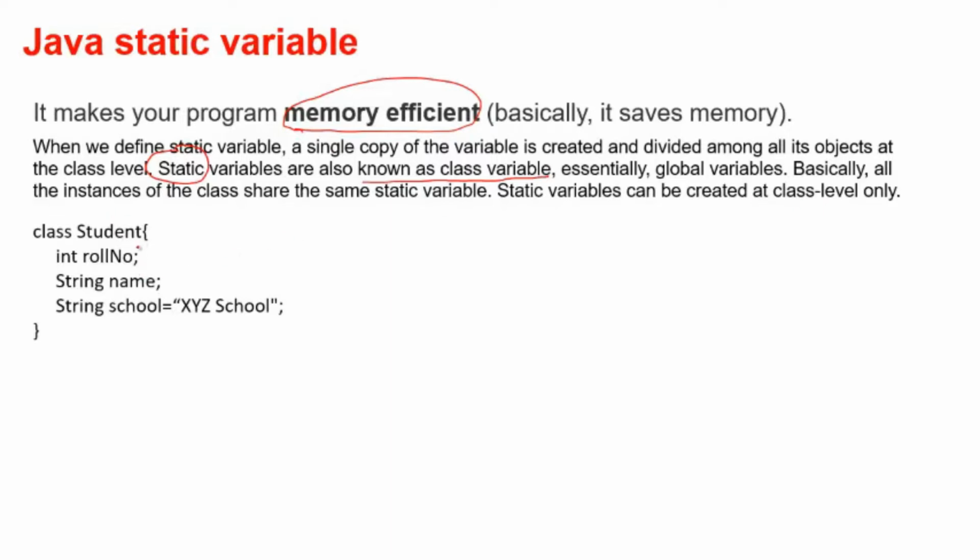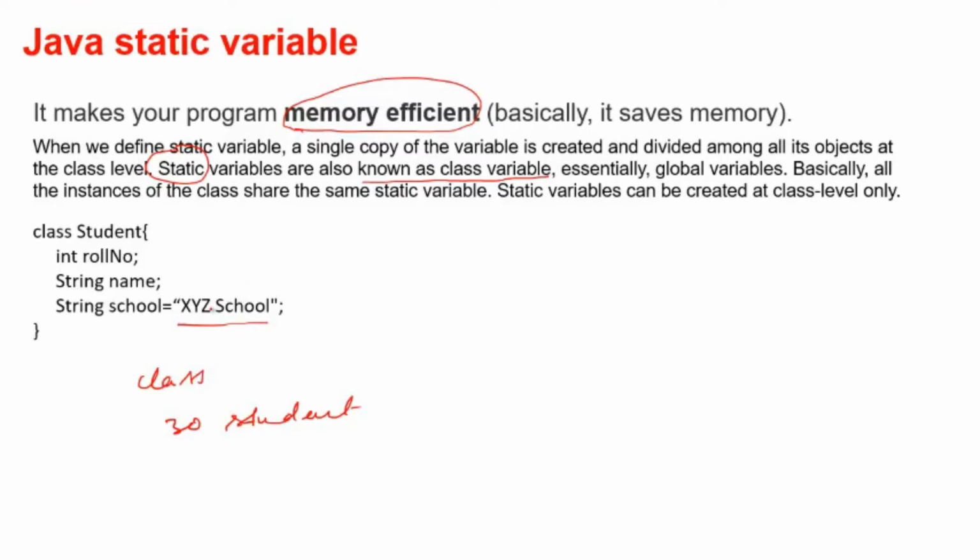Here one example is students, with roll numbers and names. You know that in a school thousands of students are there. Suppose class 10 has 30 students. Each student has their own roll number and name, but the school remains the same for the 30 students, or the 1000 students of that school.